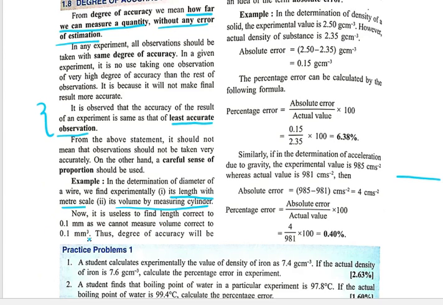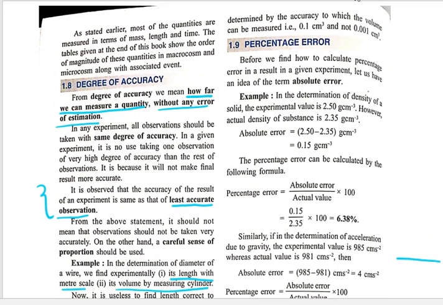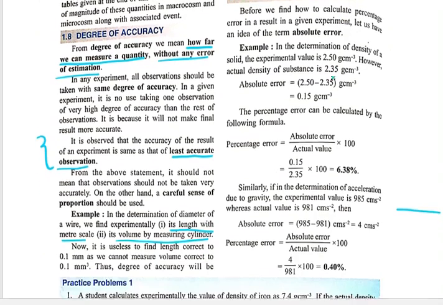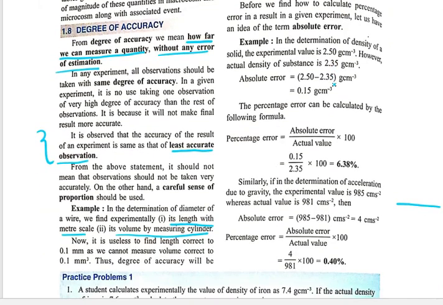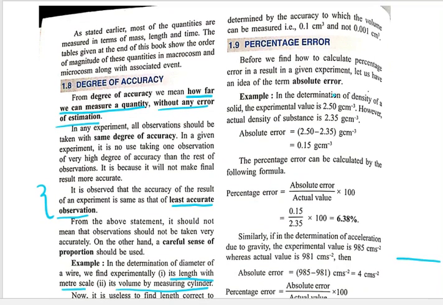That's why the degree of accuracy will be determined by the accuracy to which the volume can be measured. So if we can measure the volume accurately to 0.1 centimeter cube, then we can measure the length to 0.1 millimeter also. So you need to just remember the definition of the degree of accuracy. Okay, so you write this definition in your copy.